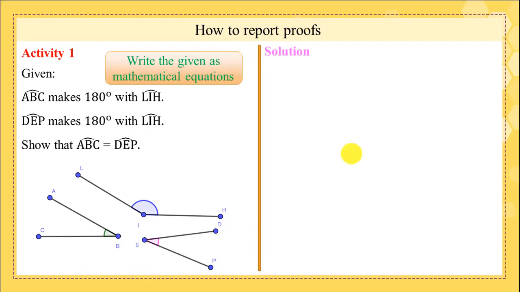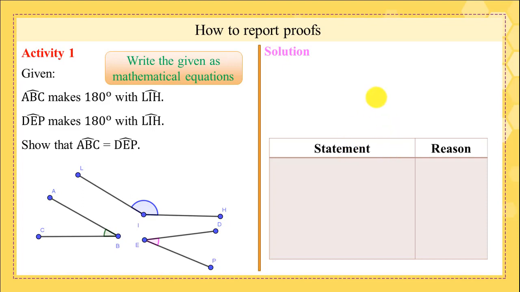Solution. Here we have a table, the statement column and the reason column. We will start stating each statement and its reason. We said before that at the beginning of every proof we have to write the given and the reason is given. ABC makes 180 degrees with LIH means that ABC plus LIH is equal to 180 degrees, given. DEP also plus LIH is equal to 180 degrees, given.